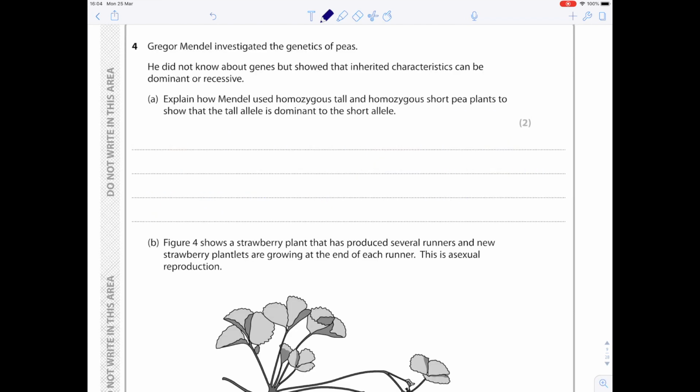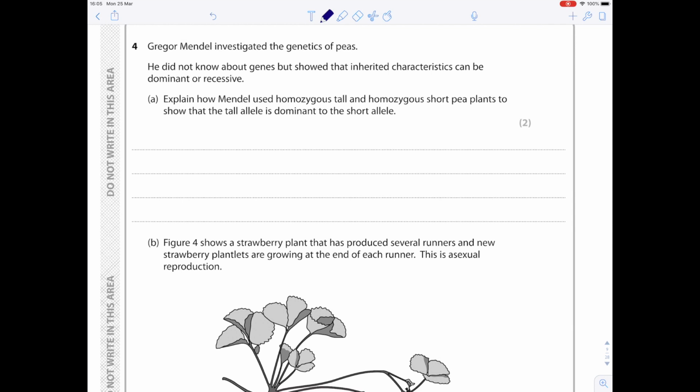Gregor Mendel investigated the genetics of peas. He did not know about genes, but showed that inherited characteristics can be dominant or recessive. Explain how Mendel used homozygous tall and homozygous short pea plants to show that the tall allele is dominant to the short allele. So here you need an in-depth knowledge of how Mendel actually carried out his experiments.